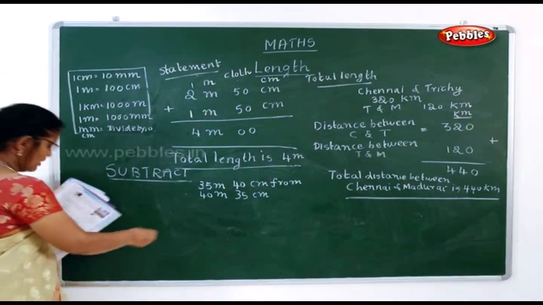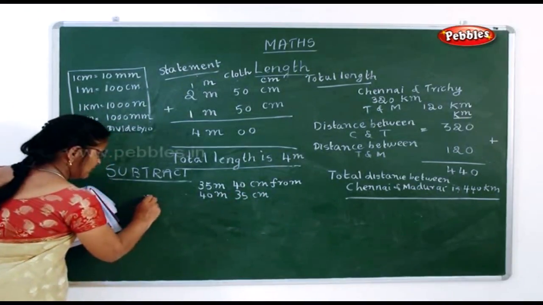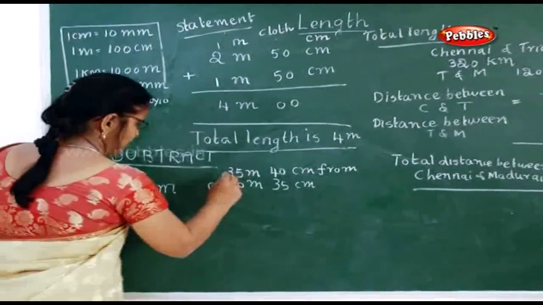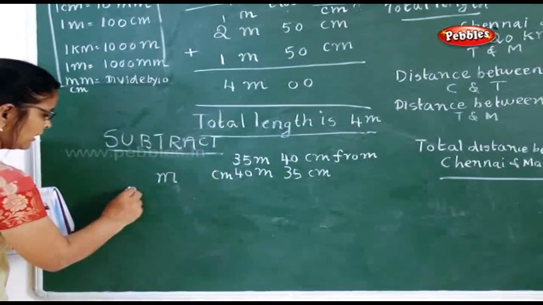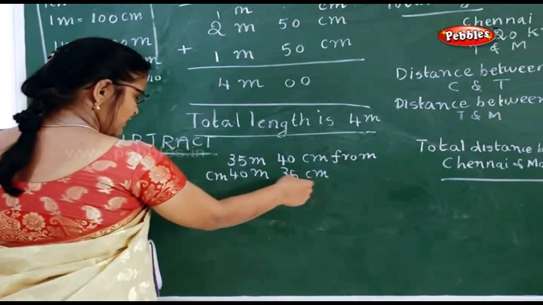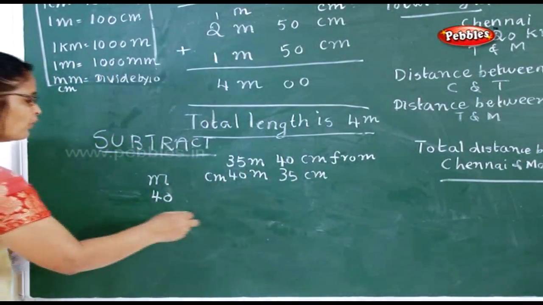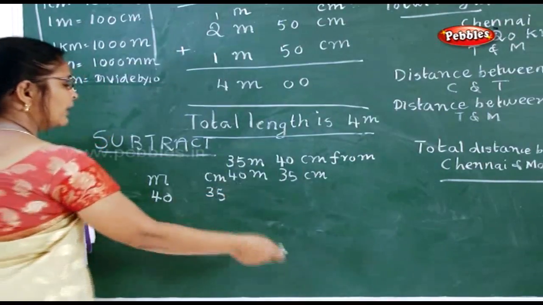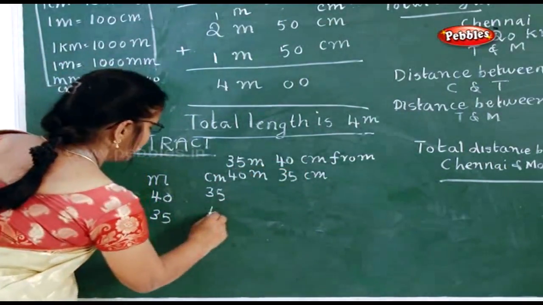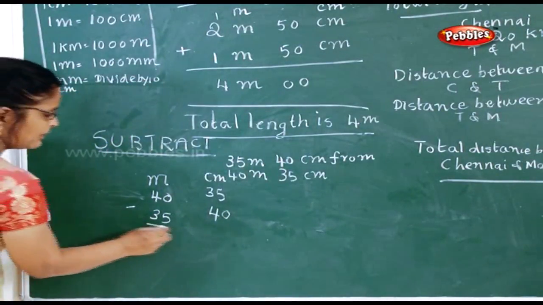Now, what will you do here? You have to write this one, because you subtract from this. So what will you write? Immediately, meter, centimeter. Very good. Now, here what will you write? 40 is the thing, and with this you have to minus it. So 40 meter, and what is the centimeter here? 35. And what is the meter here? 35. And what is the centimeter here? 40. Now what you have to do here? Subtract. Immediately put the symbol here.